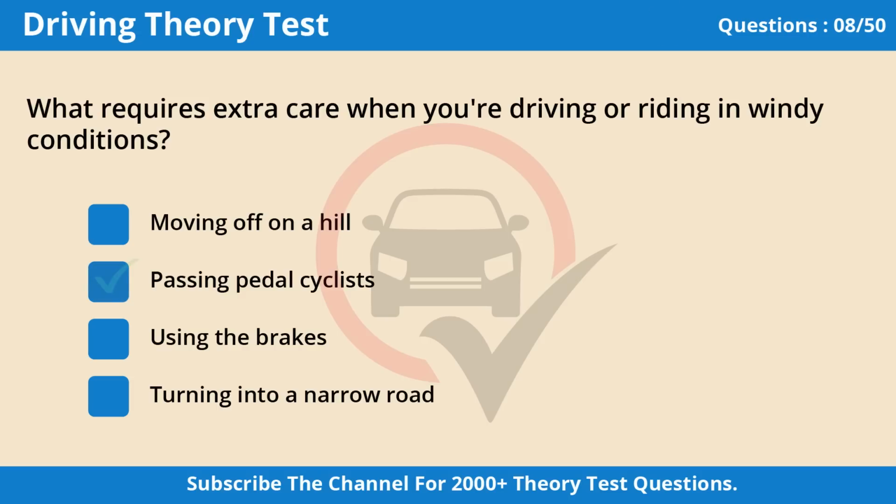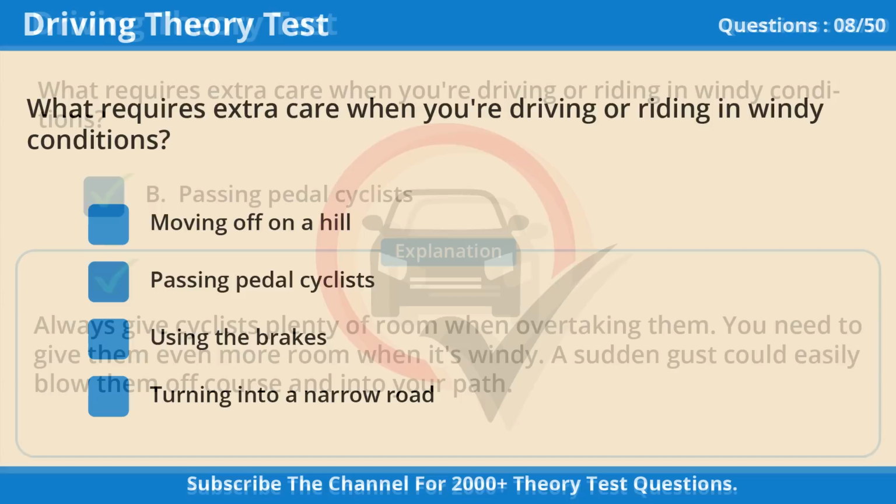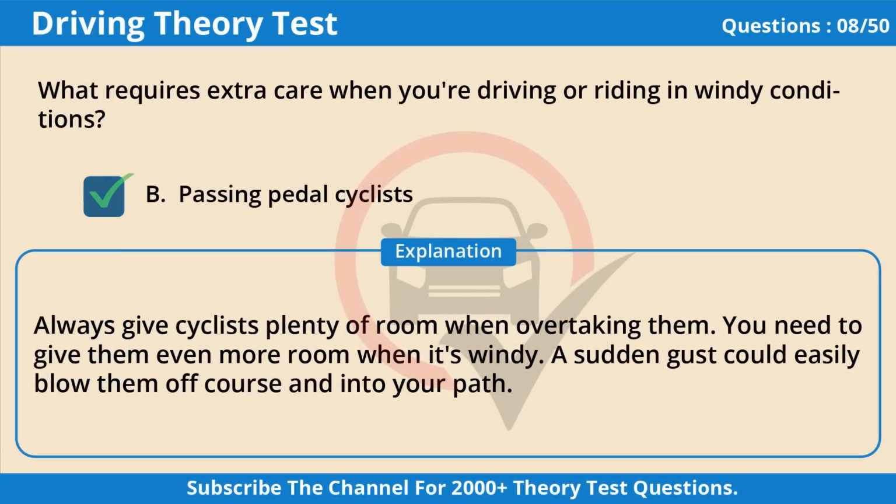B. Passing pedal cyclists. Always give cyclists plenty of room when overtaking them. You need to give them even more room when it's windy. A sudden gust could easily blow them off course and into your path.